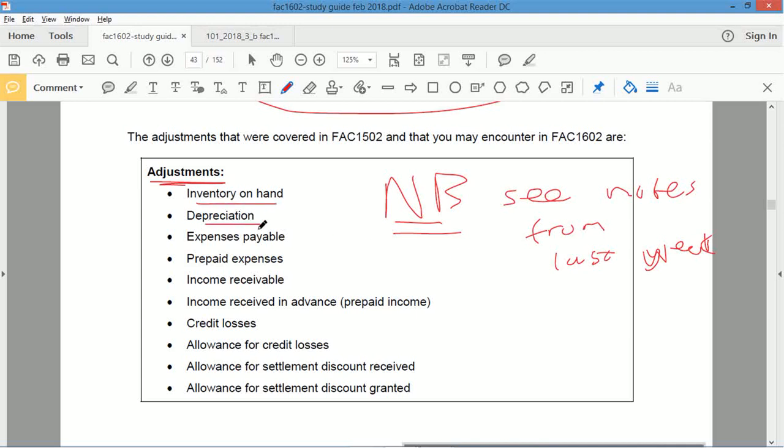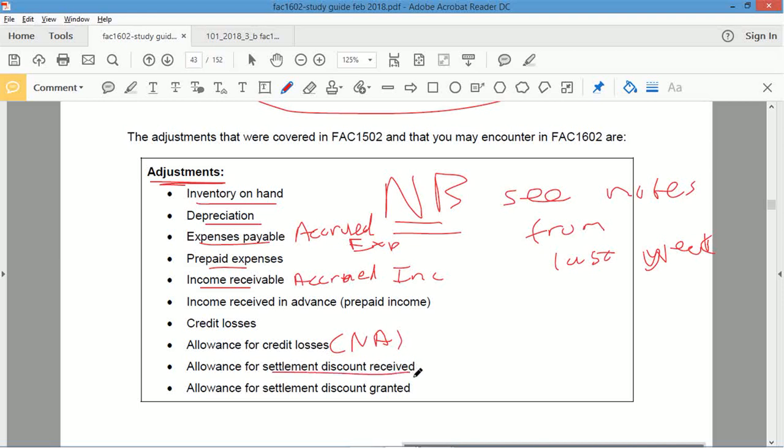So inventory we looked at, depreciation we looked at. Expenses payable are called accrued expenses. Prepaid expenses, income receivable, that will be called accrued income. Just a different name for it. Accrued income, accrued expenses. Income received in advance or prepaid income. Credit losses is bad debt. Allowance for credit losses, something we also know. That's a negative asset.